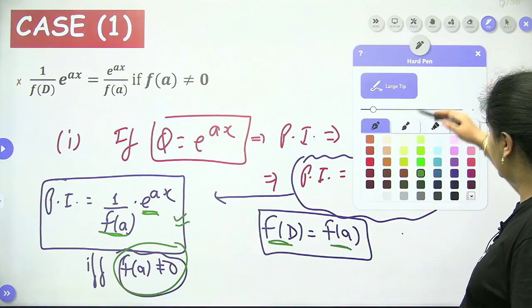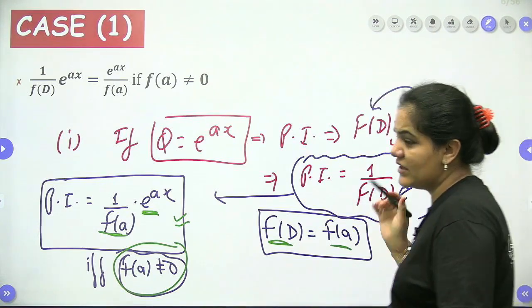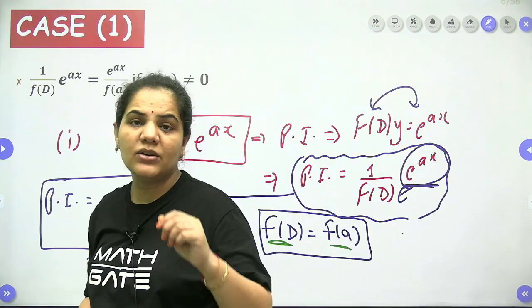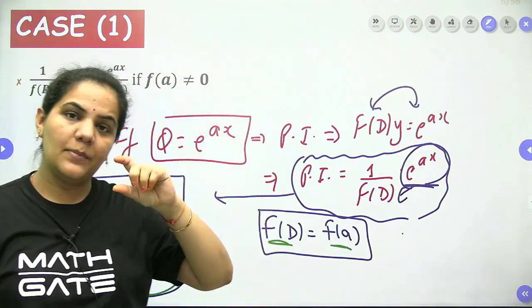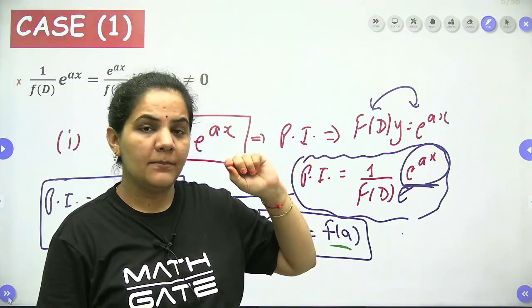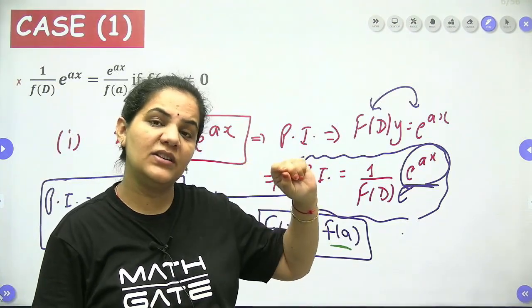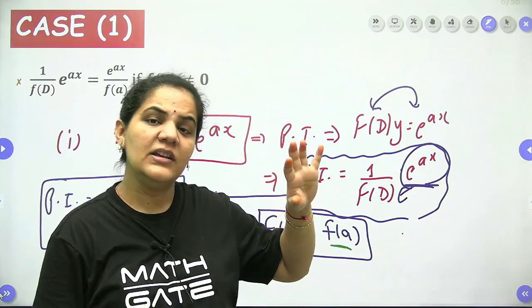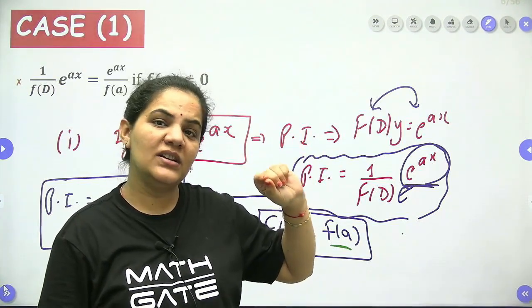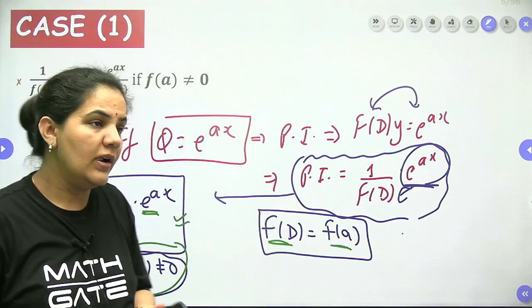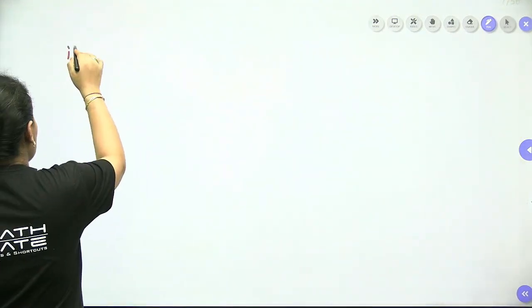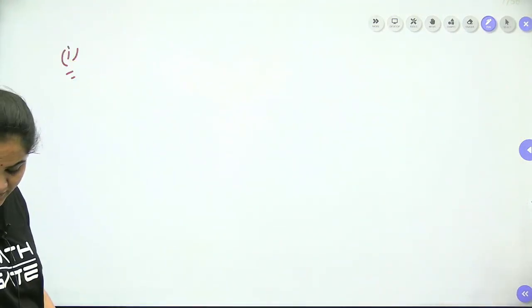Case number 1 is the case whenever we have Q as e to the power ax. We can replace D in the given function by a only, so the complete function becomes f of a. The only condition is that f of a should not equal 0. Now let me write down one example so that it gives you more clarity.